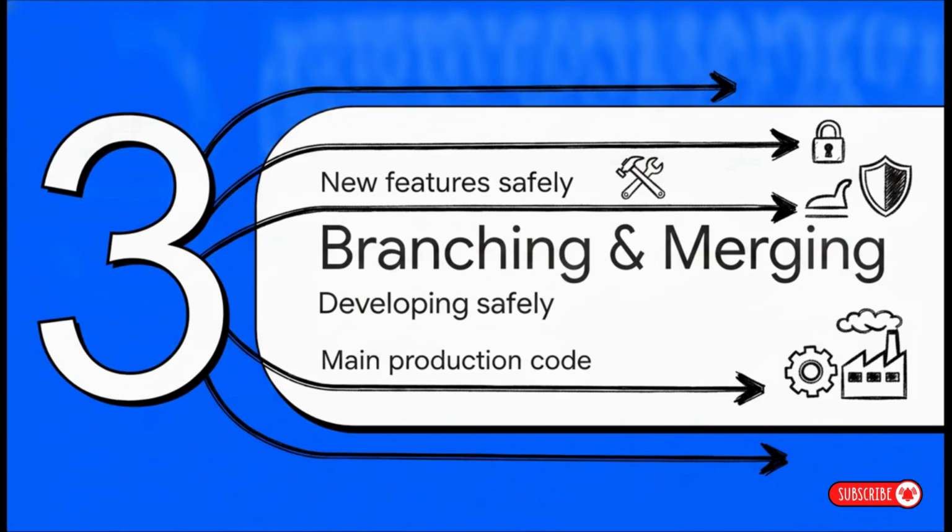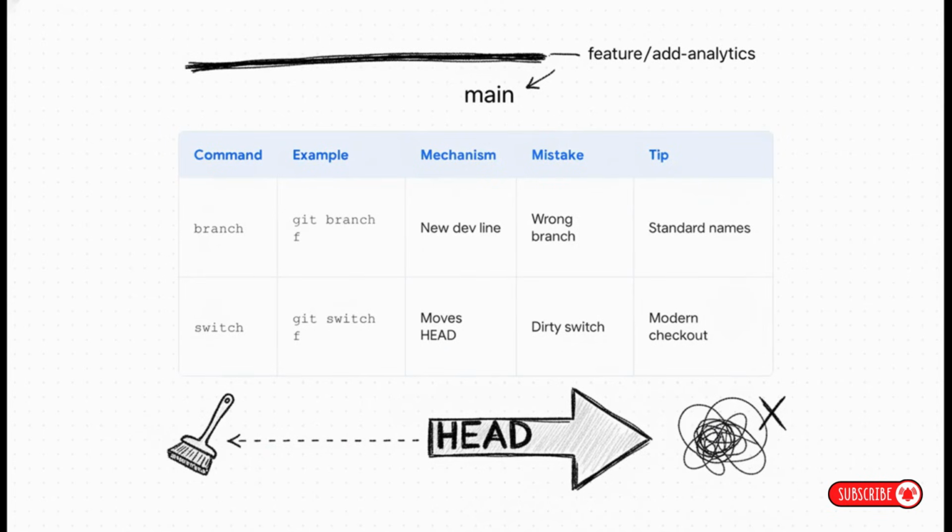Section 3, branching and merging. This is where we build our ability to develop new features safely without ever breaking the main production code. In a real project, this becomes very important. We never work directly on the main branch because it holds our stable production-ready code. Instead, we use git branch. Let's say git branch feature/add-analytics. Internally, this creates a totally independent development line. People often forget which branch they're on, so definitely use standard naming conventions.